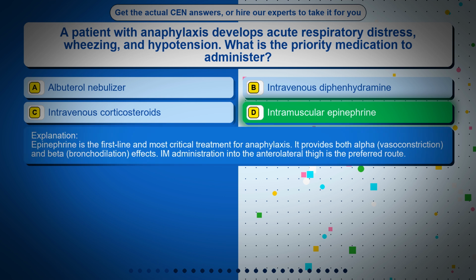Epinephrine is the first-line and most critical treatment for anaphylaxis. It provides both alpha, vasoconstriction, and beta, bronchodilation, effects. Administration into the anterolateral thigh is the preferred route.